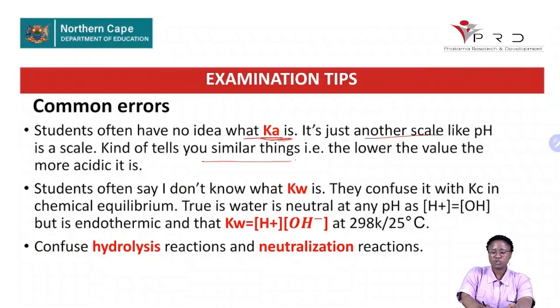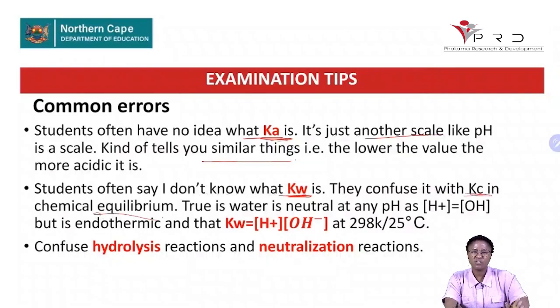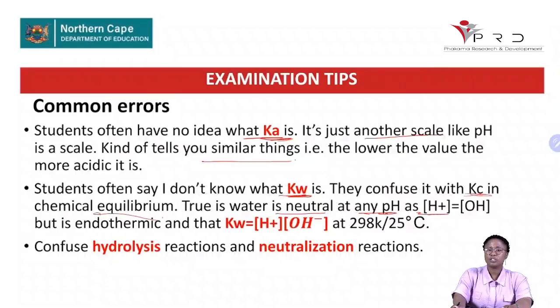Students often say they don't know what the Kw is. This is the equilibrium constant of water. They confuse it with the Kc in chemical equilibrium. I think I've already touched on that, and it's true. Water is neutral at the pH where the concentration of hydrogen ions equals the concentration of OH minus, given by the Kw value, which is the equilibrium constant of water.